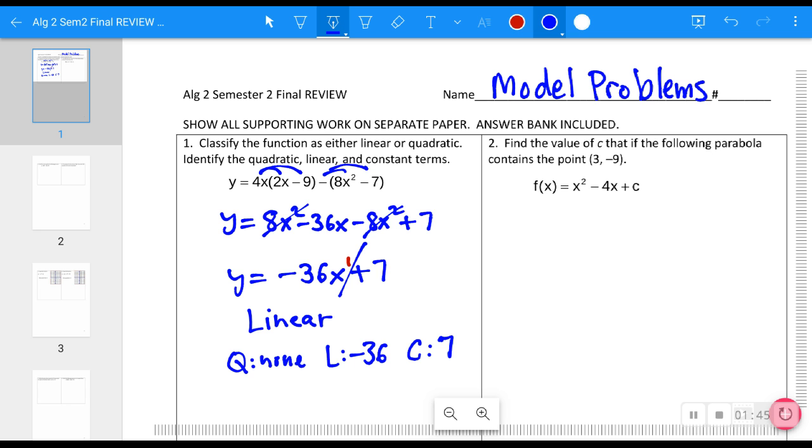Okay, on this next one here, we're supposed to find the value of c that would give us the x value of 3 and the y value of negative 9. Hopefully when you see a point like that, you think, oh, they're giving me the x and they're giving me the y. So we'll plug in place of that y there. This is a y value. We're going to put negative 9. And then everywhere you see an x, you're going to put a 3.